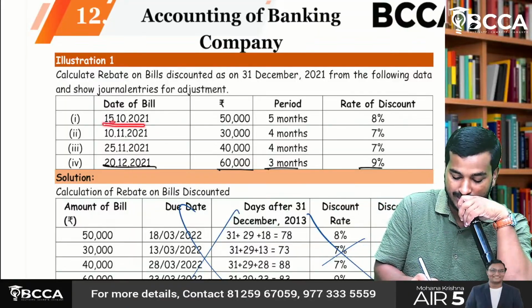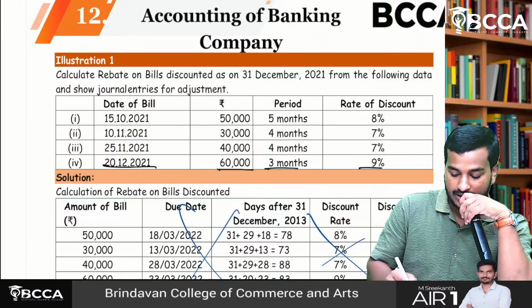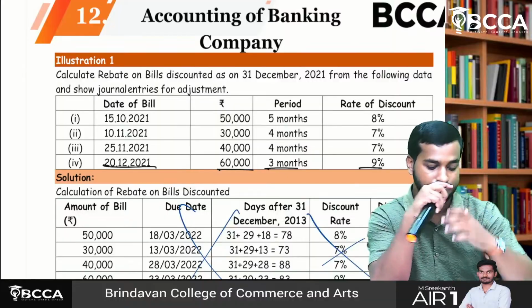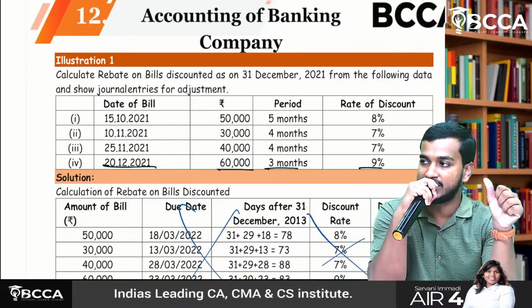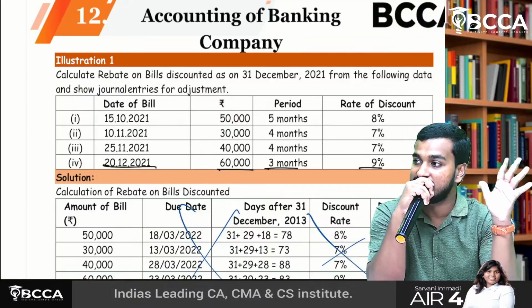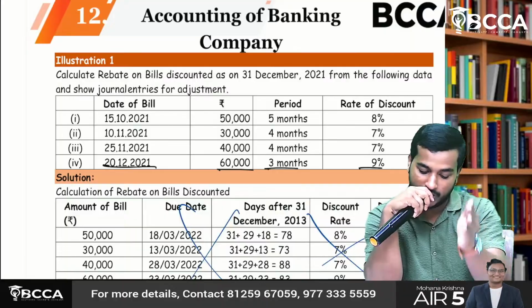What is the date of the bill? What is the period? Then tell me the due date. 5, 5, 10, 5 more months. 11, 12, 1, 2, 3. That means 18, 3, 22.